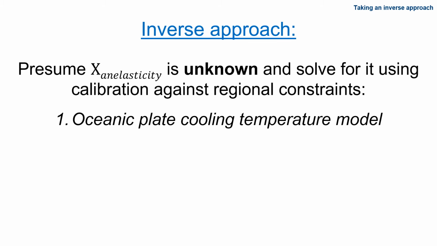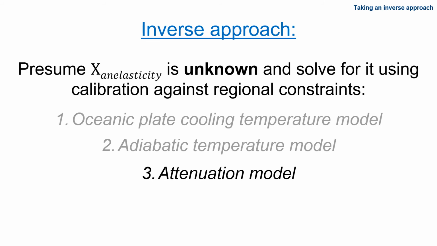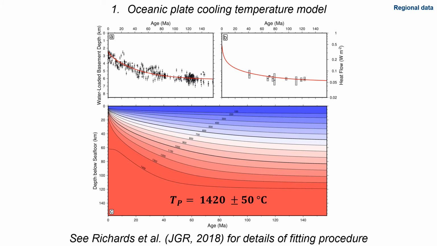The main constraint we use is an oceanic plate cooling temperature model. In addition, we use an adiabatic temperature model, an attenuation model, and a viscosity model. To construct a plate cooling model for Antarctica, we make use of regional water-loaded, sediment-corrected basement depth age data, shown in panel A, and heat flow age data, shown in panel B. We find an optimal solution with a mantle potential temperature of 1420 plus or minus 50 degrees centigrade.